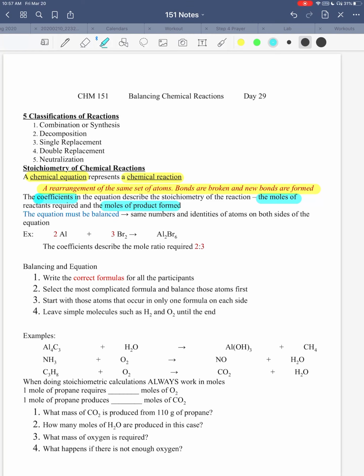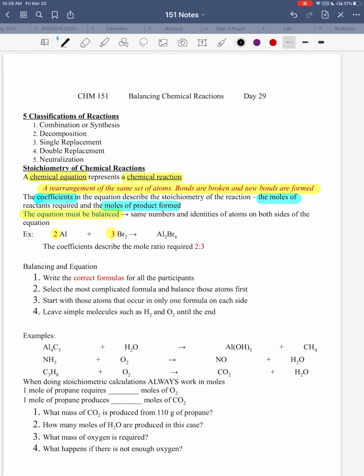All right. And this equation must be balanced. Okay. And we can't change the identities, but we need the same number of atoms on both sides. We can't change the identity of the compounds. We can change, right, the ratios. So if you look, this 2 is in front of aluminum to represent 2 overall aluminums. This 3 is in front of bromine to represent 6 bromines.